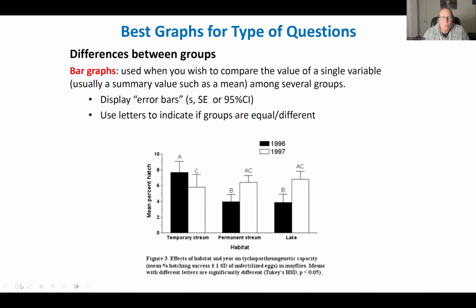Best types of graph for each question. When you're looking at differences between groups, bar graphs are usually the best to use. You can see right here, different habitats, mean percent hatch. It looks like we're using the hatching success of unfertilized eggs of mayflies. So this is a nice, easy graph, black and white, which is fine. It looks at the data very simply. It looks like 96 was much lower than 97 for the lake and the permanent stream, but for the temporary stream, it was much higher. This is the standard error, which is these error bars, which you have to set. You can't just slap random ones on there.